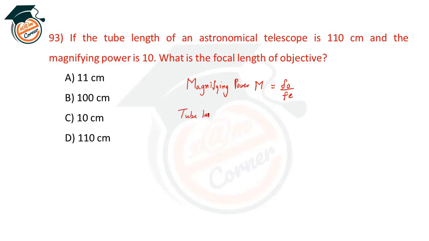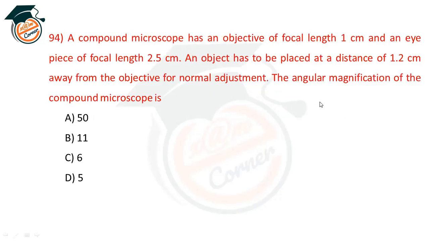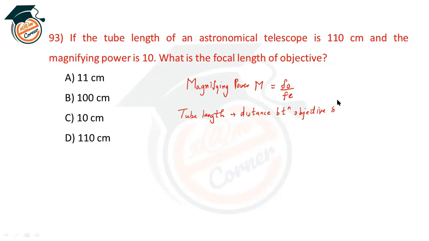Then we should know one more term, tube length. What is called tube length? Tube length is the distance between the objective and eyepiece, which is given by L. So L equals FO plus FE, the focal length of the objective plus the focal length of the eyepiece. The magnifying power is given as 10. So we can write 10.